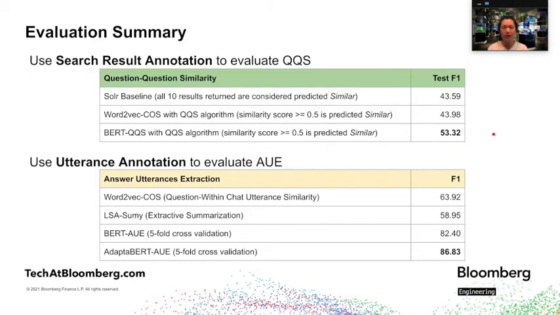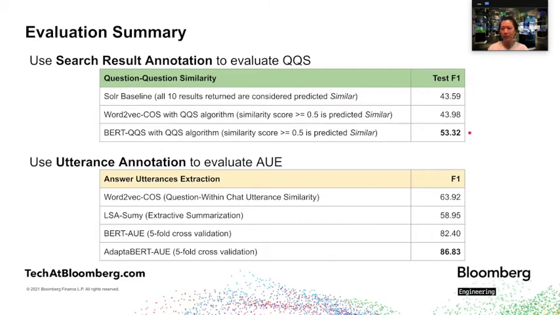So we talked about our QQS and AUE subtasks. Now let's review the performance. For the QQS subtask, we conduct a search result annotation task, basically trying to label the 10 search results and see if they are similar to the original question or not. For the Solr baseline, basically all 10 search results are considered predicted similar. And for the similarity model on top of the search results, we use a threshold score of 0.5. If greater than that, then it's predicted similar. And with the prediction, we compare with the true label from annotators, and we can calculate the F1 score.